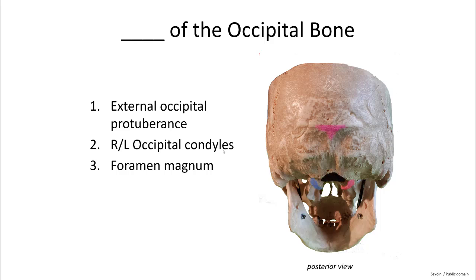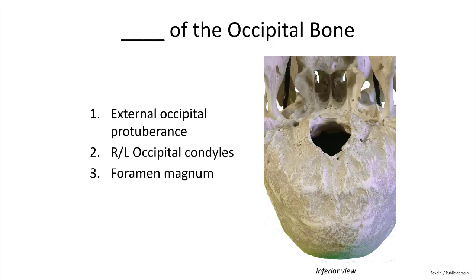And then finally, there's the foramen magnum. That's indicated in black there. It's probably a little hard to see. That is the hole through which the spinal cord will appear. We can see the foramen magnum much better from this inferior view of the skull. Occipital protuberance, the condyles, and here they are all together.